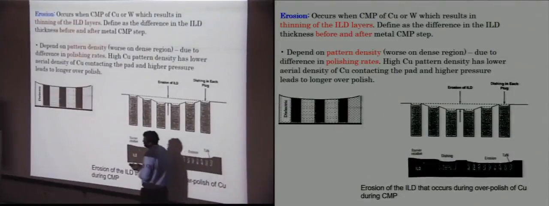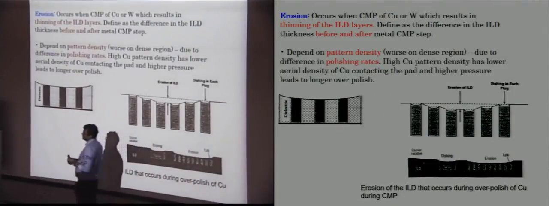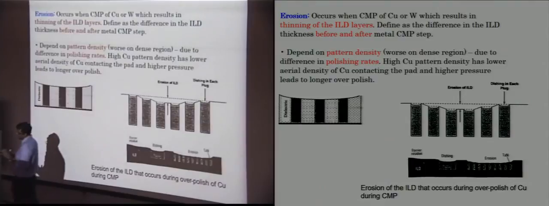In addition to dishing, one more thing to talk about is erosion itself. Dishing is the problem associated with polishing within the plug or within the via. Erosion is for the materials between the vias. So let's say you have a high density of features over here. Dishing can occur, but also the interlayer dielectric, or the top layer itself, can get eroded. This can happen because the interlayer dielectric is also soft.